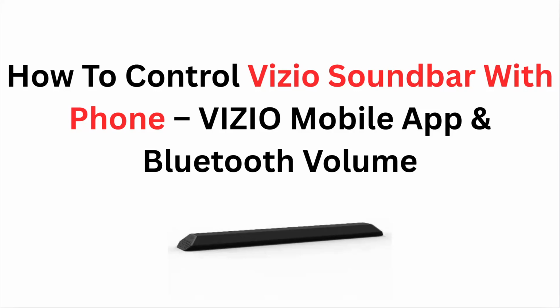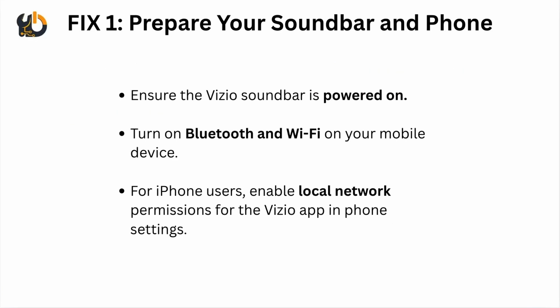So hey everyone, in this video we will see how to control a Vizio soundbar with a phone, the Vizio mobile app and Bluetooth volume. Fix one is prepare your soundbar and phone. Ensure the Vizio soundbar is powered on. Turn on Bluetooth and Wi-Fi on your mobile device. For iPhone users, enable location network permission for the Vizio app in phone settings.